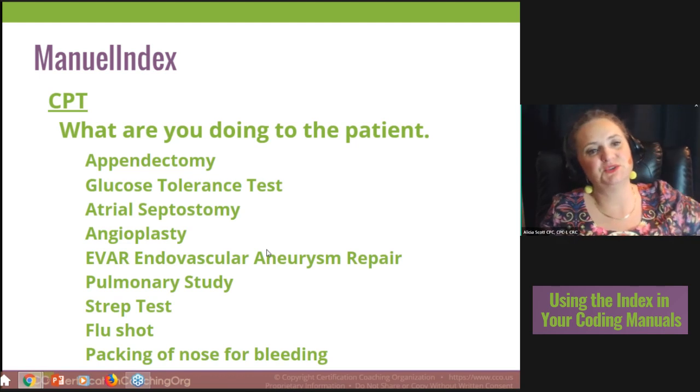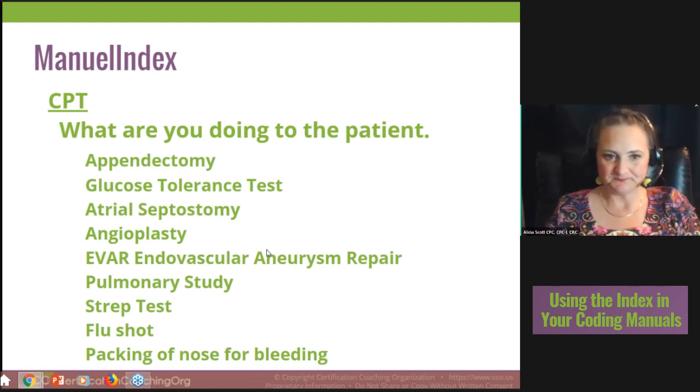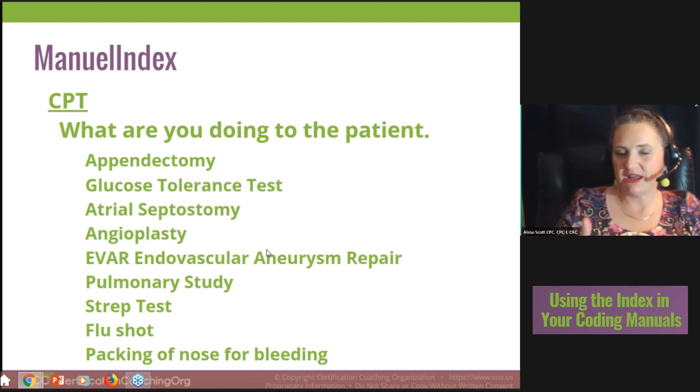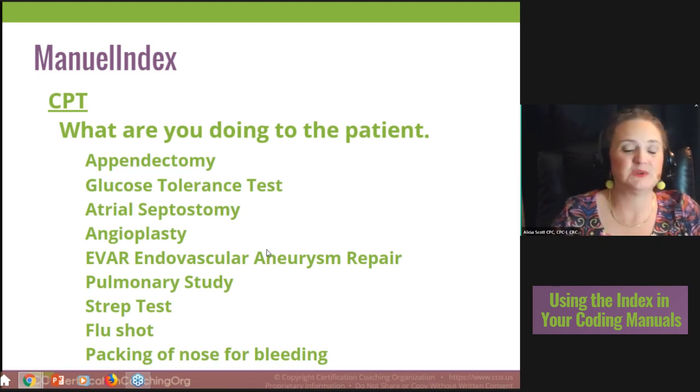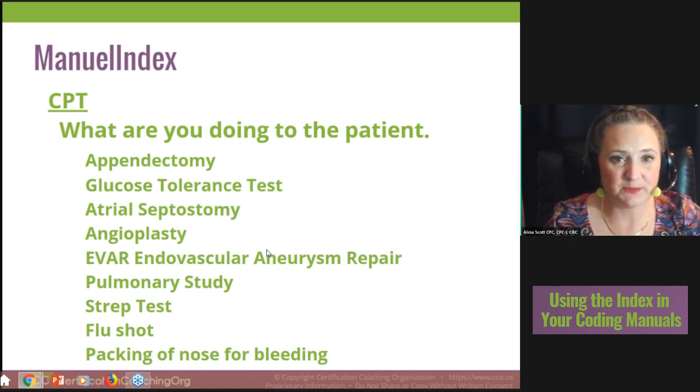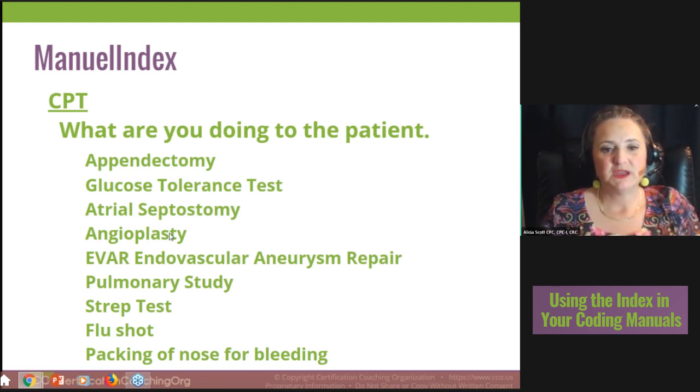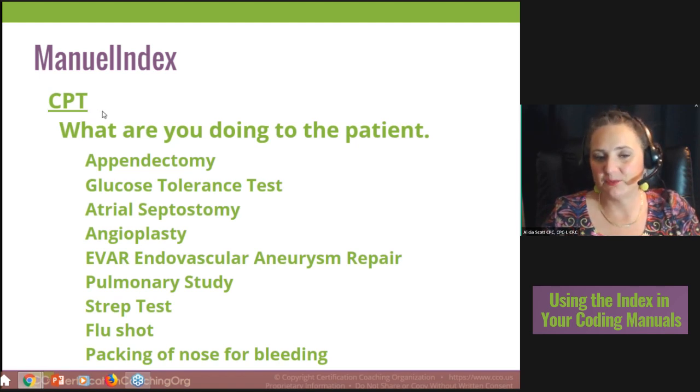Let's move on to the CPT manual. We'll start speeding up a little bit because it's easier, and really, once you know how to look up in an index, it's kind of the same thing throughout. Now, we're going to use an index for a different purpose. CPT is what we're doing to the patient. And again, these codes are used for reimbursement, to say what we're doing to the patient, the treatment that the patient's getting.